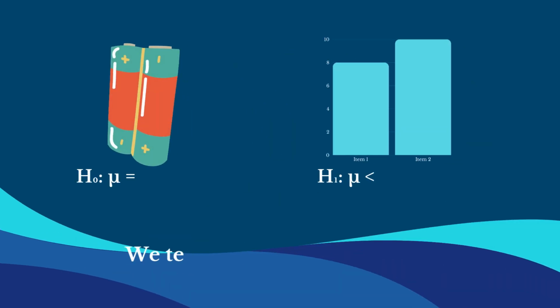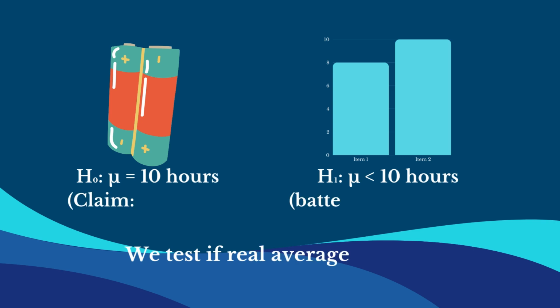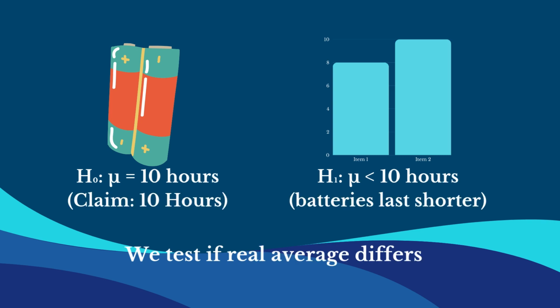Let's take an example. Suppose a company claims its batteries last 10 hours on average. That's our null hypothesis, H null, mu equal to 10 hours. If we believe batteries actually last less than that, our alternative hypothesis would be H1, mu less than 10 hours.